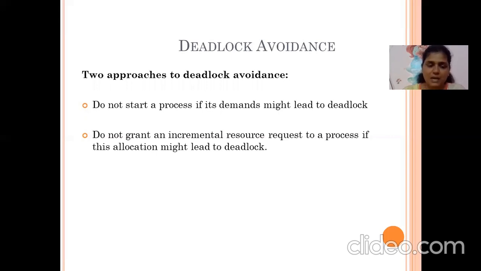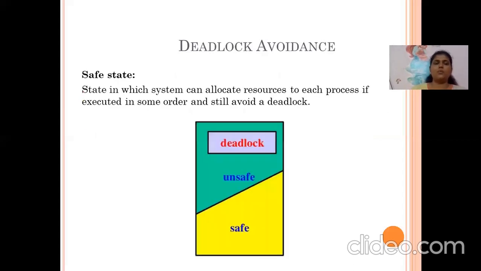That is one thing. Another thing we can do is, if an already started process needs some more resources, and that additional need of the process leads to the deadlock, then we will stop that process, or we will not allocate any new resource to that particular process. Now, how to do this actually is, we will have the safe state.